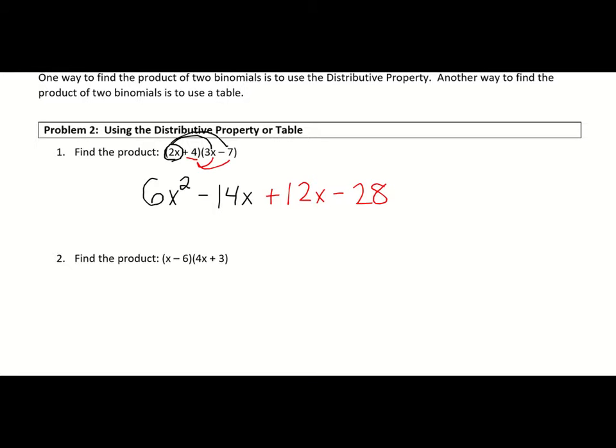Now notice that when I multiplied these, I wind up with some like terms in the middle, negative 14x and 12x. I do want to add those together to get a final answer of 6x squared. Negative 14 and 12 would make negative 2x, and then negative 28.